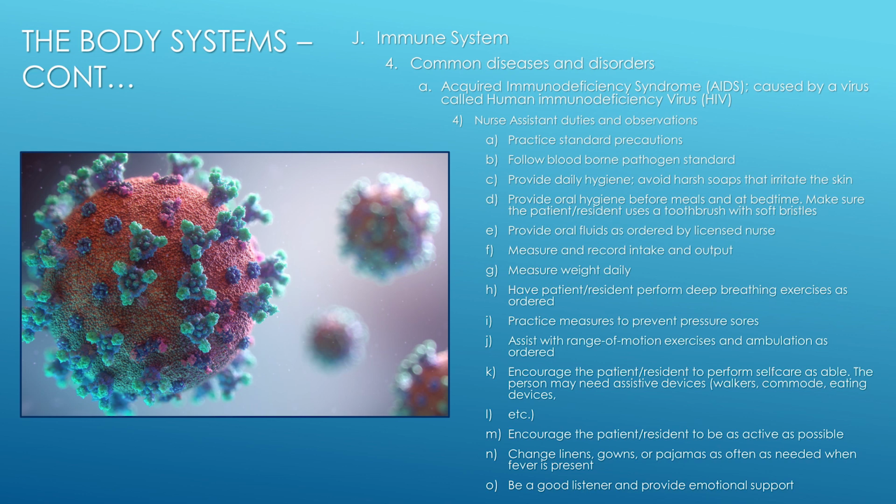Measure and record intake and output. Measure weight daily. Have patient or resident perform deep breathing exercises as ordered. Practice measures to prevent pressure sores. Assist with range of motion exercises and ambulation as ordered. Encourage the patient or resident to perform self-care as able. The person may need assistive devices such as walkers, commode, eating devices, etc. Encourage the patient or resident to be as active as possible.